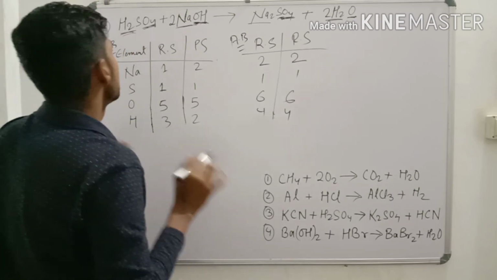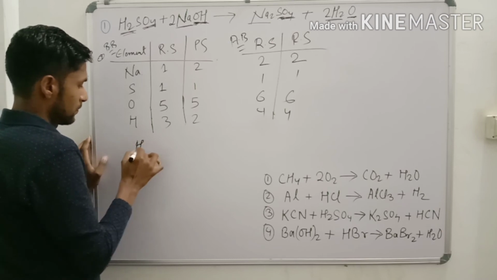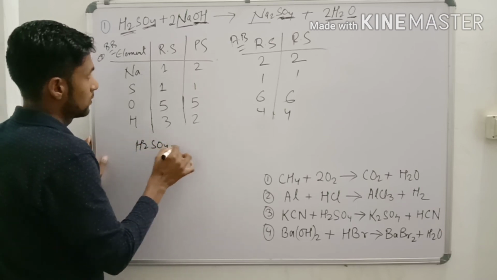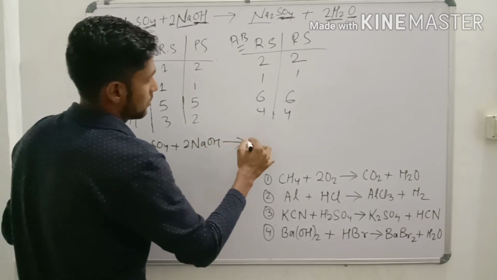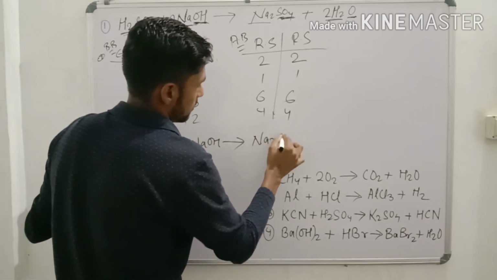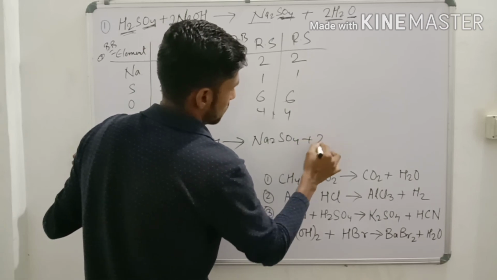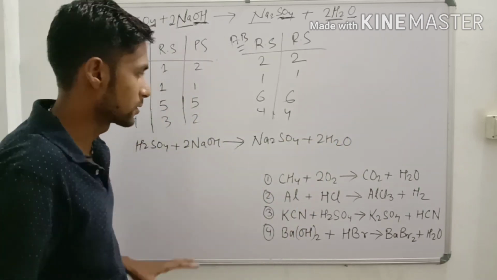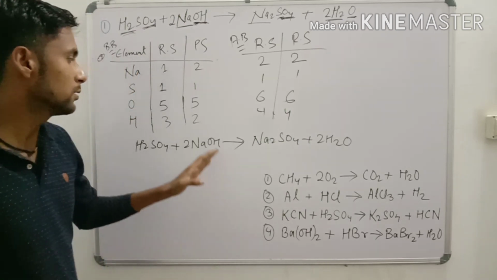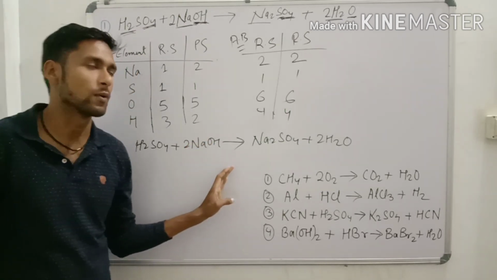Now we have the balanced equation, that is 2NaOH plus H2SO4 gives Na2SO4 plus 2H2O. So this is the required balanced equation. So we have done the balancing of the equation step by step.